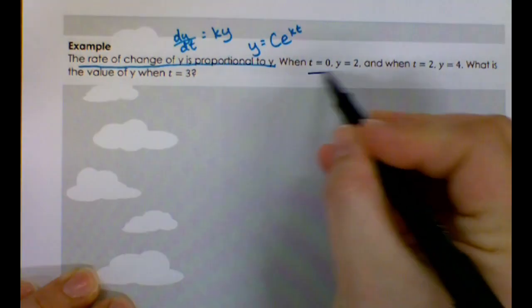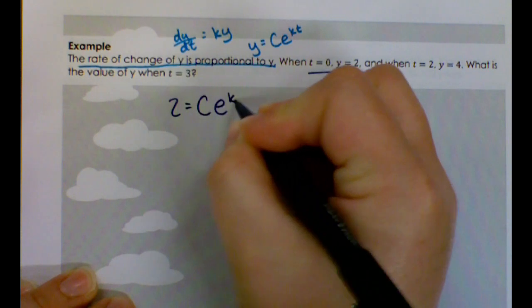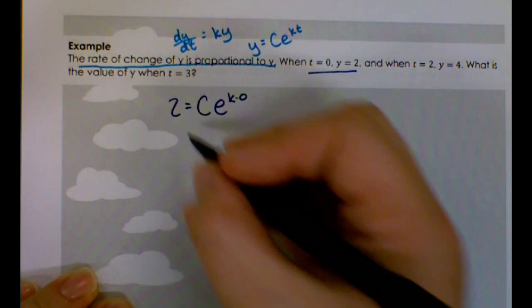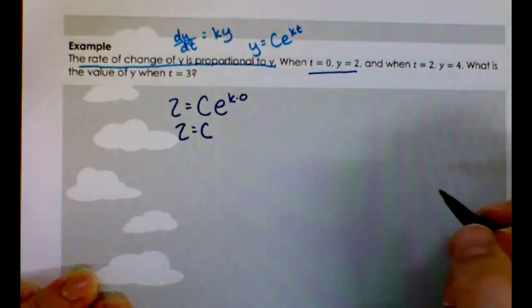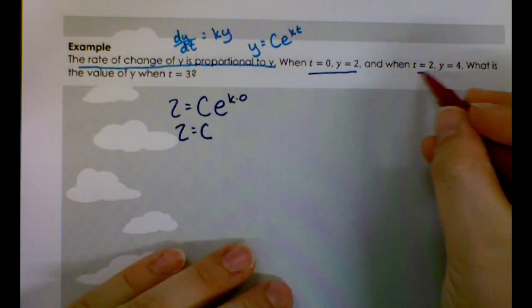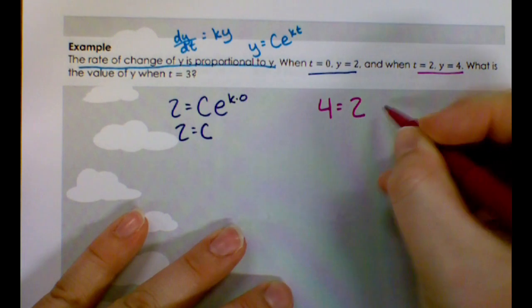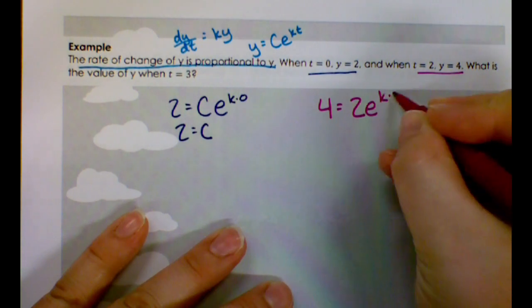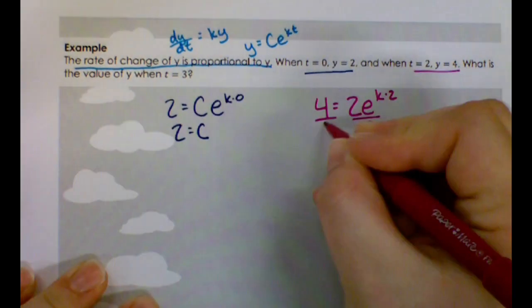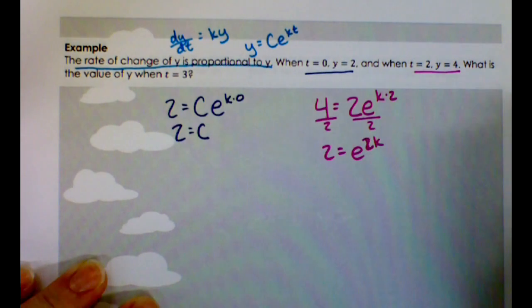These are some initial conditions. When t is 0, y is 2. So I plug those in. 2 equals c e to the k times 0. Well, k times 0 is 0. E to the 0 power is 1, which means c is 2. Then I'm going to take my other condition, 2 and 4. 4 equals, we know c is 2, e to the k times 2 power. Now I can solve for k. I divide everything by 2. E to the 2k power, there we go.